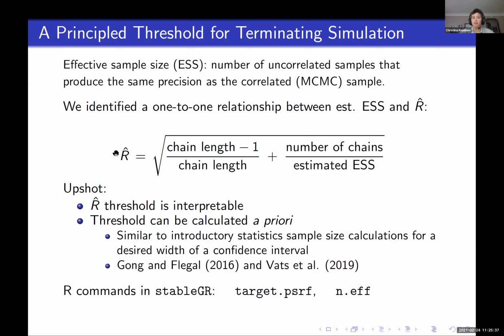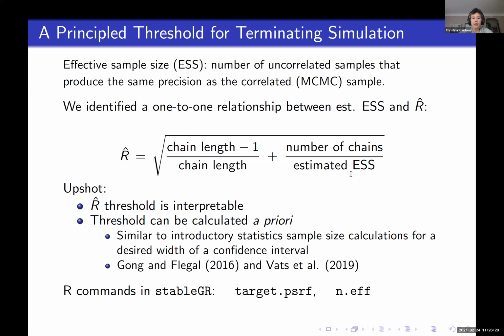Because if I tell you the R hat is 1.005, I could go look at how long you ran it and the number of chains you had and say, okay, that means your MCMC sample has an estimated effective sample size of 250 or whatever. And similarly, if you say, I want to have an effective sample size of 300, then we could punch in your number of chains, and approximate this with 1, because this will go to 1 as you run your chain longer. And we could find our desired R hat. Okay, so our R hat threshold is interpretable, and it can be calculated before running anything.